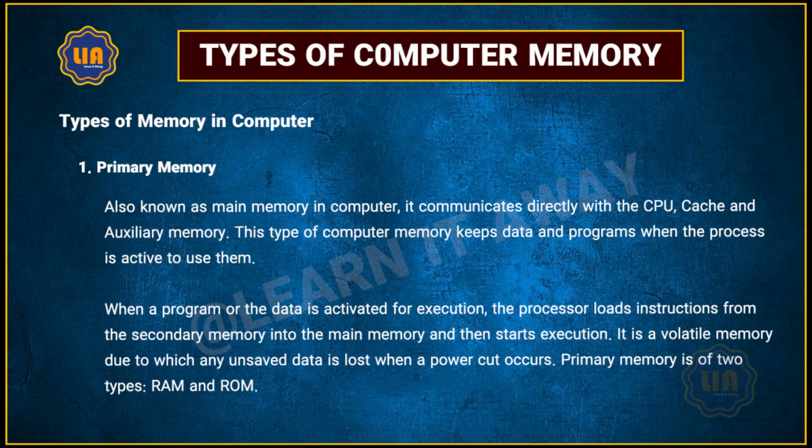1. Primary memory. Also known as main memory in computer, it communicates directly with the CPU, cache and auxiliary memory. This type of computer memory keeps data and programs when the process is active to use them. When a program or the data is activated for execution, the processor loads instructions from the secondary memory into the main memory and then starts execution. It is a volatile memory due to which any unsaved data is lost when a power cut occurs. Primary memory is of 2 types, RAM and ROM.